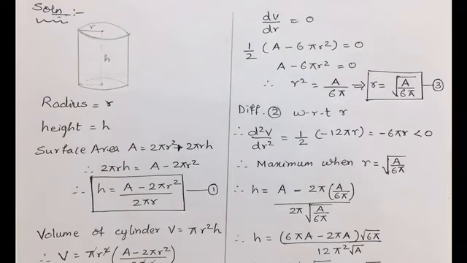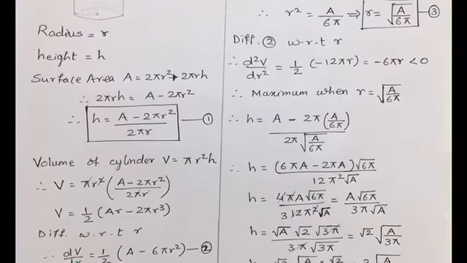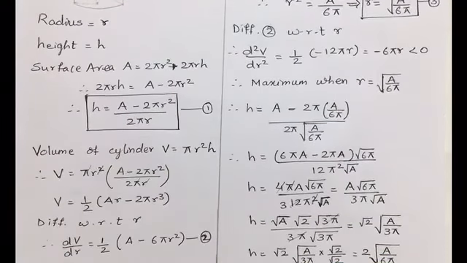Now the volume of the cylinder is calculated as pi r square h. Now keeping the value of h, we get volume equal to pi r square times a minus 2 pi r square divided by 2 pi r. Cancellation gives half r, one r is left which is multiplied inside. So we get volume as 1 by 2 times ar minus 2 pi r cube.